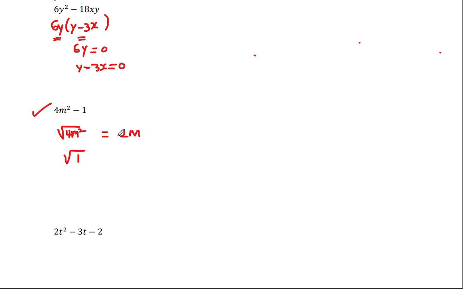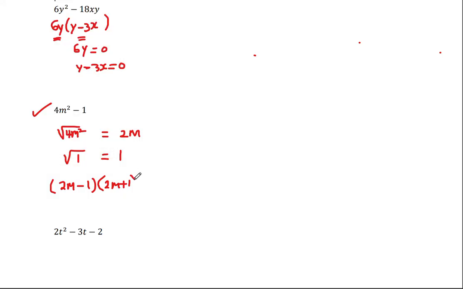The square root of 4 again is 2, and the square root of m squared is just m. So the square root of 4m squared is 2m, and the square root of 1 is always 1, because 1 multiplied by itself will always give us 1. So now we've found the terms, which would be like a and b in the generalization that I just wrote. So the difference of two squares here would be 2m minus 1 into 2m plus 1. And that's the answer. Those are the factors of this expression.